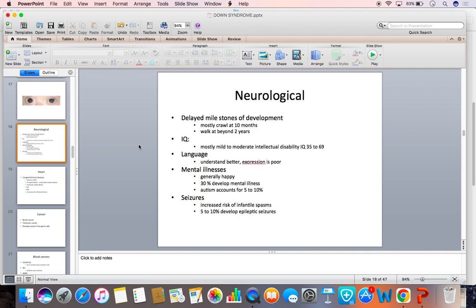Mental makeup, that is mental illnesses. They are not ill mentally, but they are generally happy. 30% develop mental illnesses. Autism accounts for 5 to 10% of children with Down syndrome. If they develop seizures, there is increased risk for infantile spasms. 5 to 10% develop epileptic seizures.